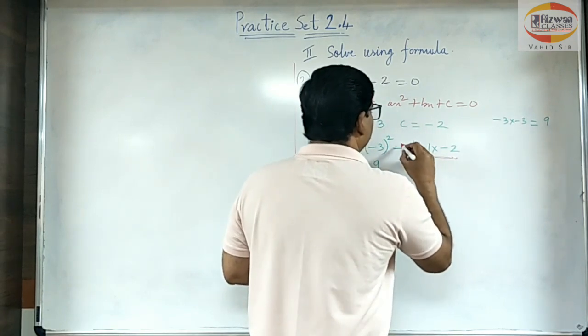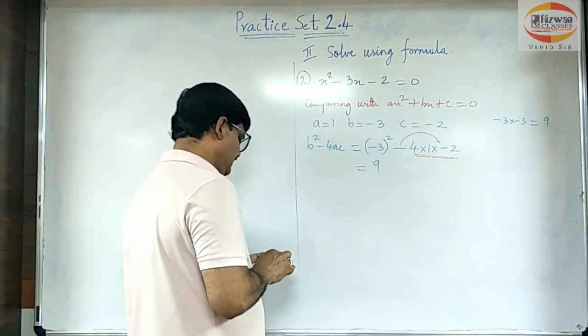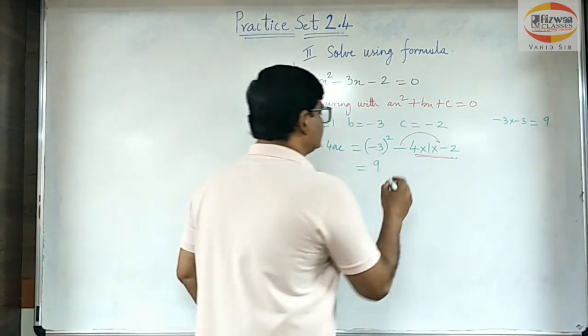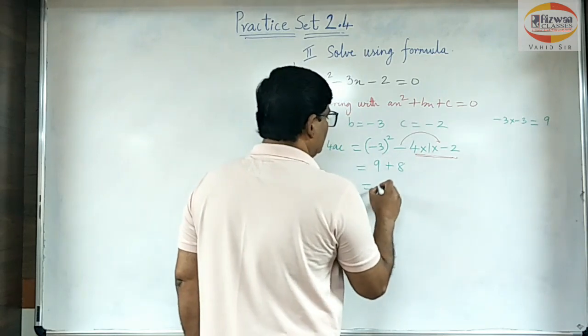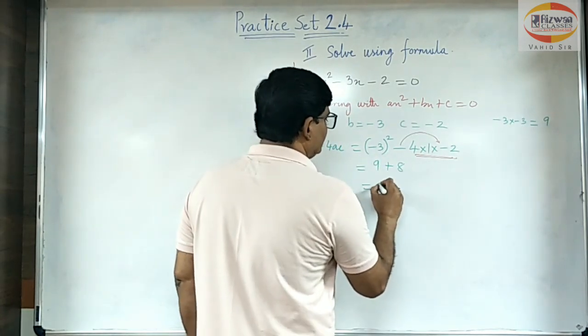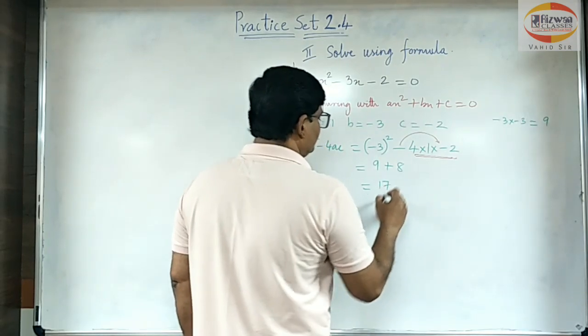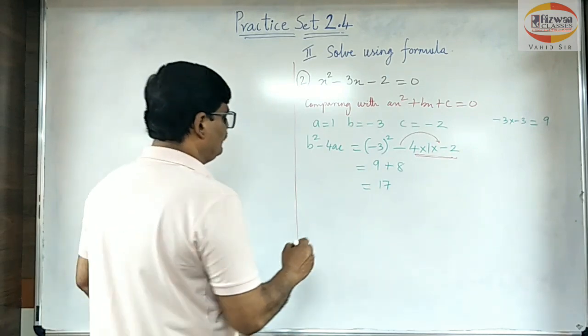So this minus sign will multiply with this minus sign. Minus into minus, in this case, is plus. So you will be getting plus 4 into 2, which is plus 8. And then when you add up, 9 plus 8 comes to 17. So the value of b square minus 4ac that you got is 17. Now what is the formula?